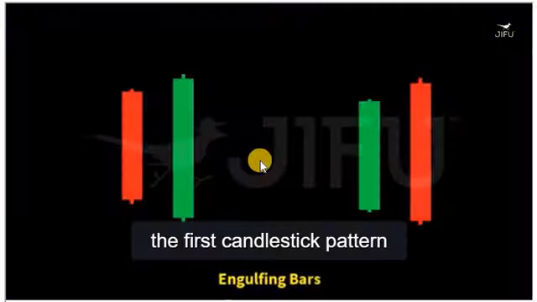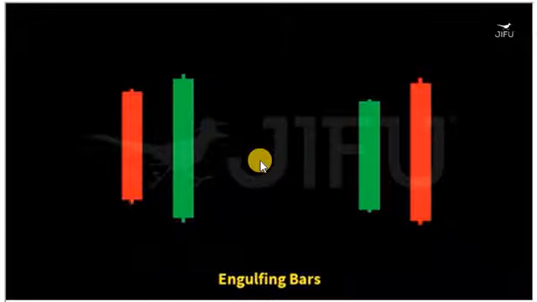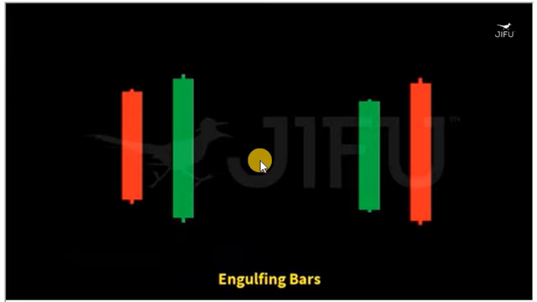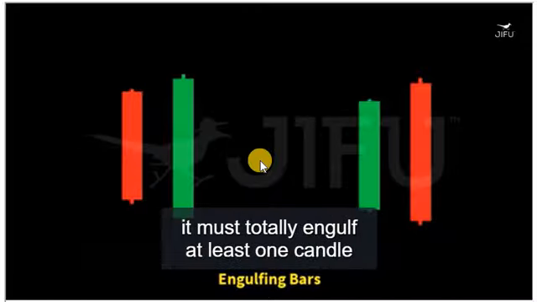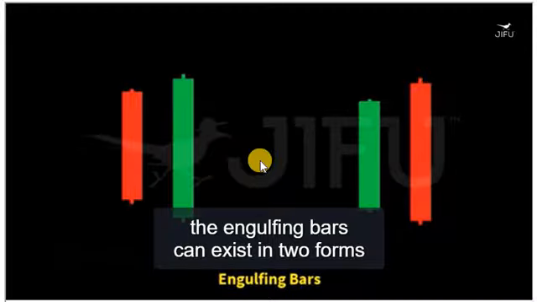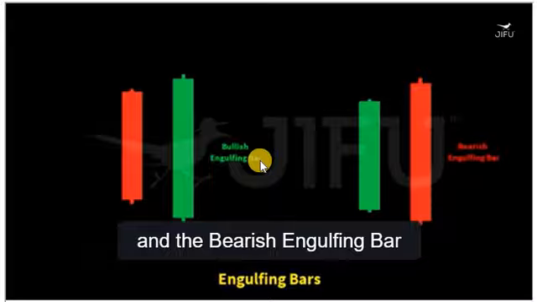The first candlestick pattern you need to know about is the engulfing bars. This bar can engulf more than one previous candle. But to be considered as an engulfing bar, it must totally engulf at least one candle. The engulfing bars can exist in two forms, the bullish engulfing and the bearish engulfing bar.